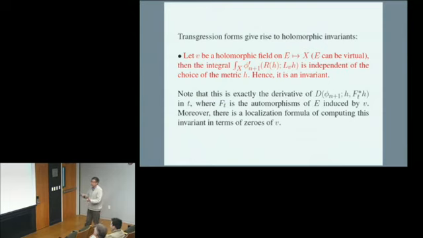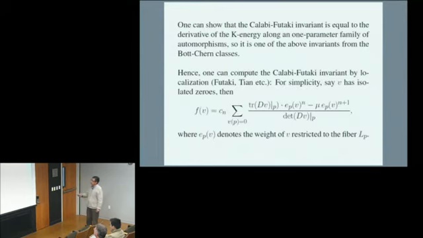What defines the transgression form. The only thing you require is that the degree is n plus 1, then you can check this is always independent of the choice of metric here. It's an invariant. Okay. So this is the exact derivative of this. And in particular, as I said before, on the next page, for example, you apply this to the K energy, then you get that this Calabi-Futaki invariant is equal to a derivative of the K energy along the one-parameter family of automorphisms.